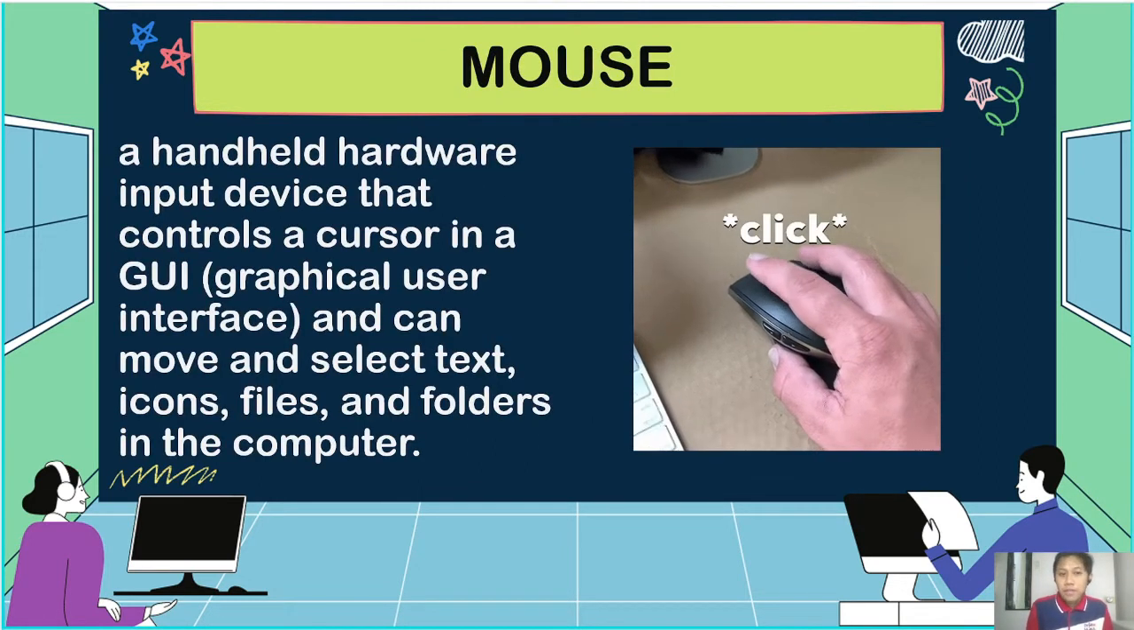Then we also have the mouse, a handheld hardware input device that controls a cursor in a GUI or graphical user interface and can move and select text, icons, files, and folders in the computer. So, kapag meron tayong mouse, yan po yung parang extension of our arm in selecting, dragging, or clicking apps within our computer. Nakikita niyo sa picture, yan ang mouse.